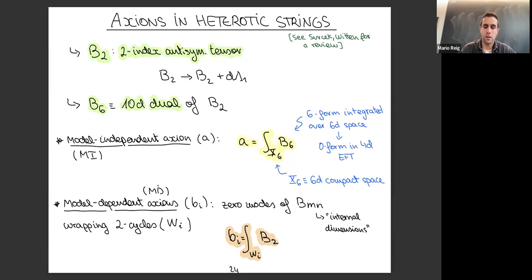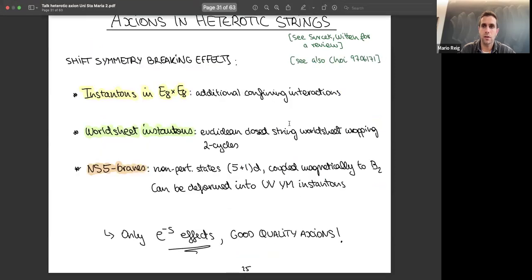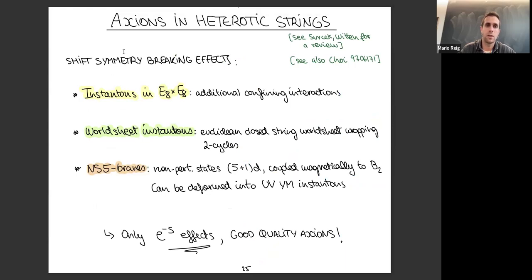Now, the compact space is 6-dimensional, and in 6 dimensions, you can have many inequivalent 2-cycles. So depending on how the compact space is, you can integrate B2 over many possible 2-cycles, telling you that you in principle can get many different model-dependent axions. It is called model-dependent because even the number of cycles depends on the compactification, on the model, okay? So these are the two kinds of axions that I have in heterotic strings. I also have shift symmetry breaking effects, but because of time constraints, I'm going to go a bit fast. I will just say that they are always exponentially suppressed. So you expect, maybe not all of them are light, but in general, you expect to have a handful of good quality axions.